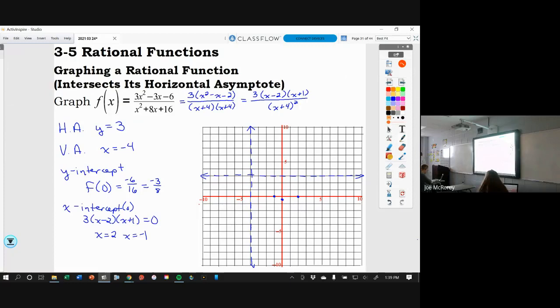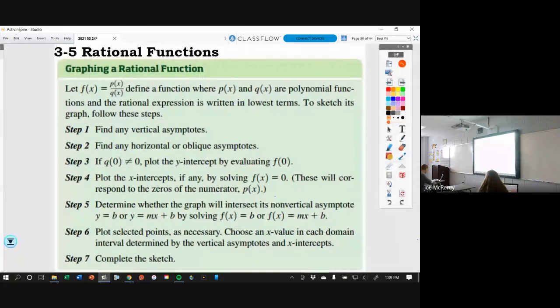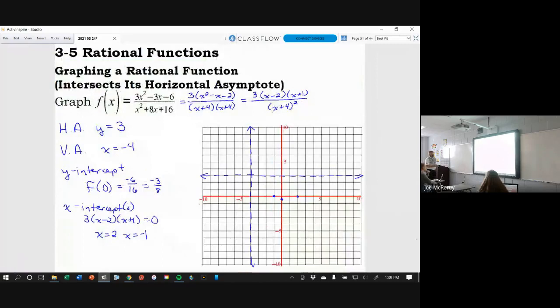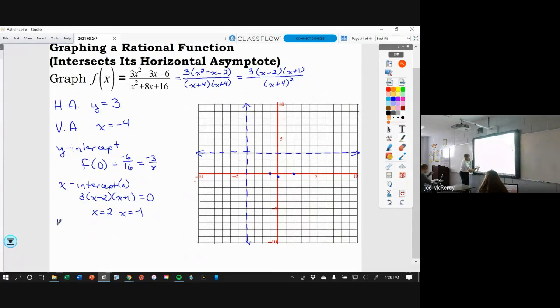So far, so good? Okay, let me go back a slide. We found the x-intercepts. Next, determine whether the graph will intersect the non-vertical asymptote. I have one non-vertical asymptote. My non-vertical asymptote is y equals 3. Is it possible for the function to equal 3? Yes. Okay. So, does the graph touch the non-vertical asymptote?